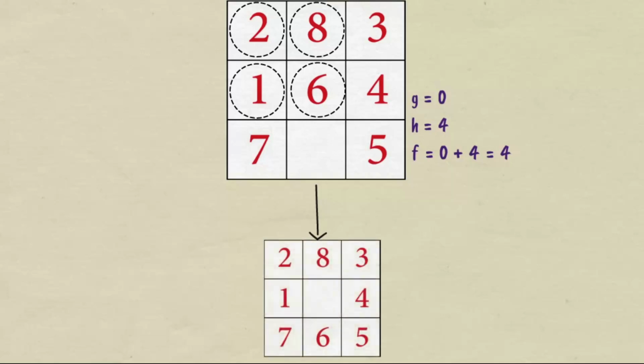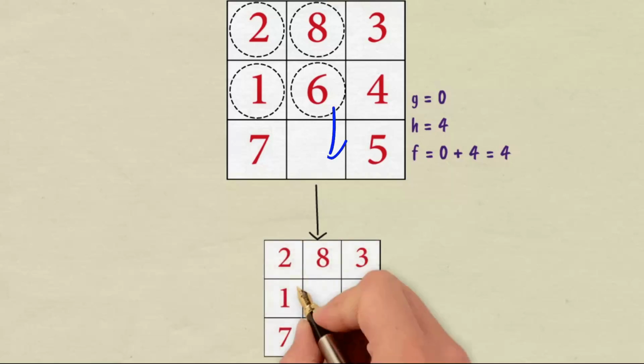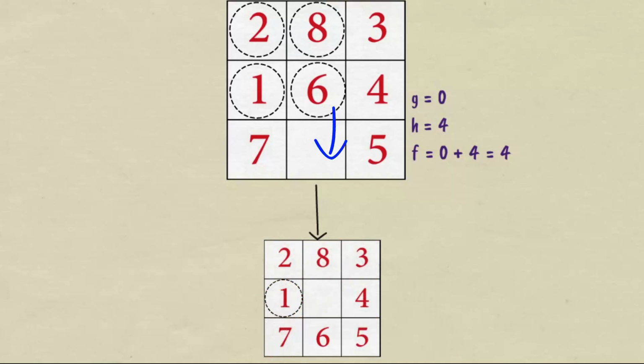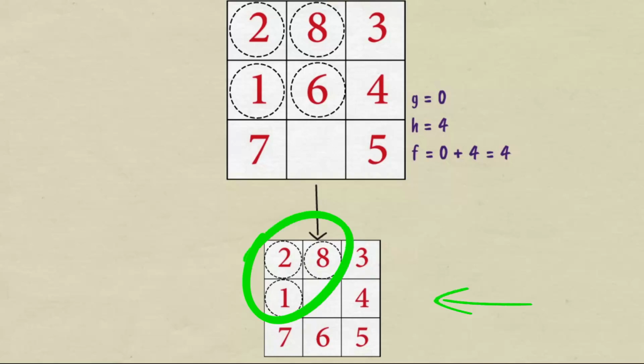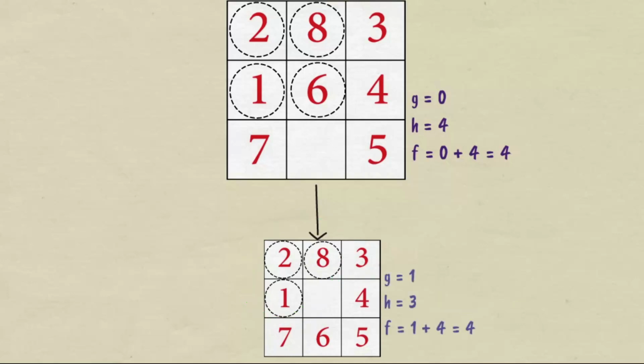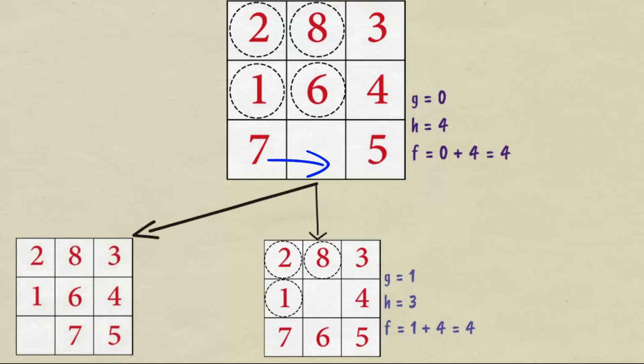If tile 6 moves down, the heuristic number would be equal to only 3 misplaced tiles. As the depth of the node is equal to 1, the estimated cost of the path at this stage is 1 plus 3 and would be equal to 4. If tile 7 moves right, then we have 5 misplaced tiles, so the estimated cost of the path at this stage would be equal to 6.